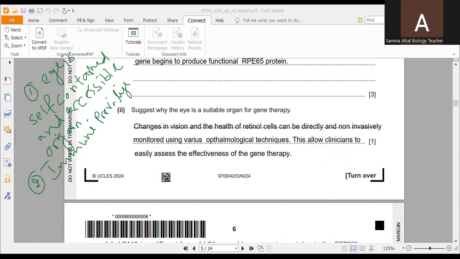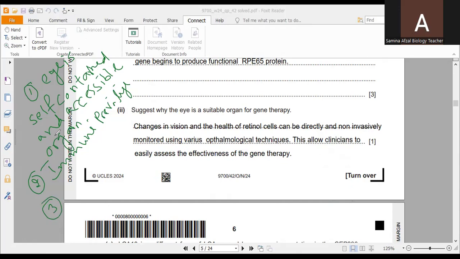Immune privilege. The eye has a degree of immune privilege, meaning that the immune system is suppressed within the eye compared to other tissues. So this reduced immune response is beneficial for gene therapy because it lowers the likelihood of the body rejecting the introduced genetic material or the cells that have taken it up.